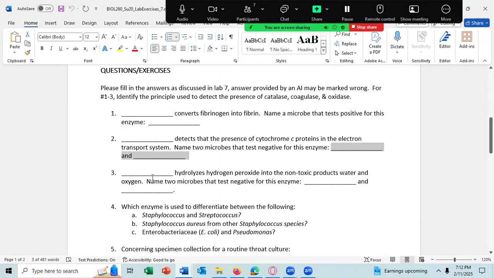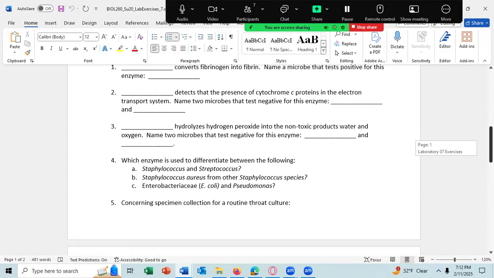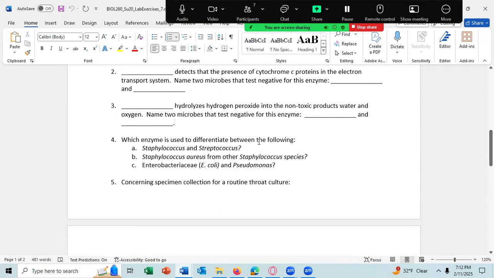For 3A, which enzyme hydrolyzes hydrogen peroxide into the non-toxic products water and oxygen? And then for 3B, name 2 microbes that test negative for this enzyme. For question 4, also referring to these 3 enzymes, which enzyme is used to differentiate between the following: Staphylococcus and Streptococcus?